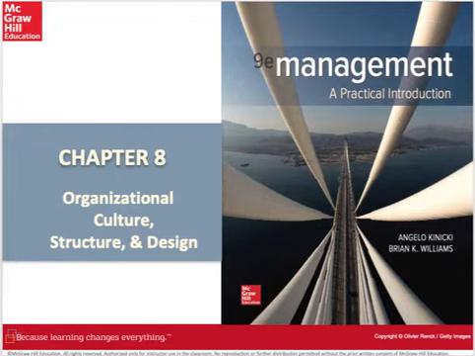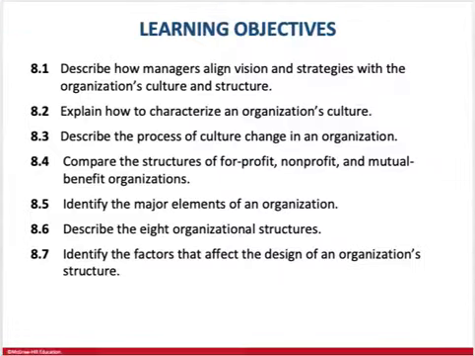Chapter 8 is about organizational culture, structure, and design. This chapter will focus on organizational cultures and structures and how they should be aligned to coordinate employees' pursuit of the organization's goals, vision, and strategies. We will discuss 3 types of organizations and their 7 basic elements, as well as review the 7 types of organizational structures and consider the 5 factors that should be considered when designing the structure of an organization.